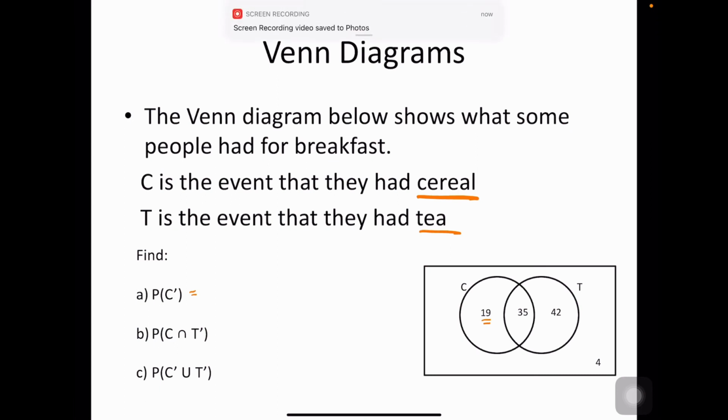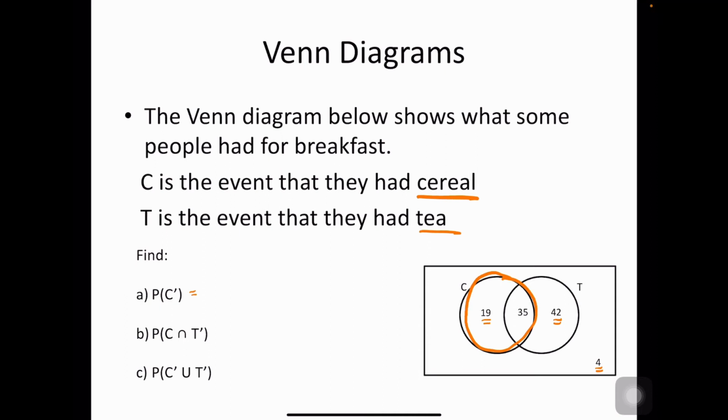So the Venn diagram below shows what some people had for breakfast. C is the event that they had cereal, and T is the event that they had tea. So find the probability that it's not C. So not C means it's everywhere outside of this circle. And so we have to add these two up.